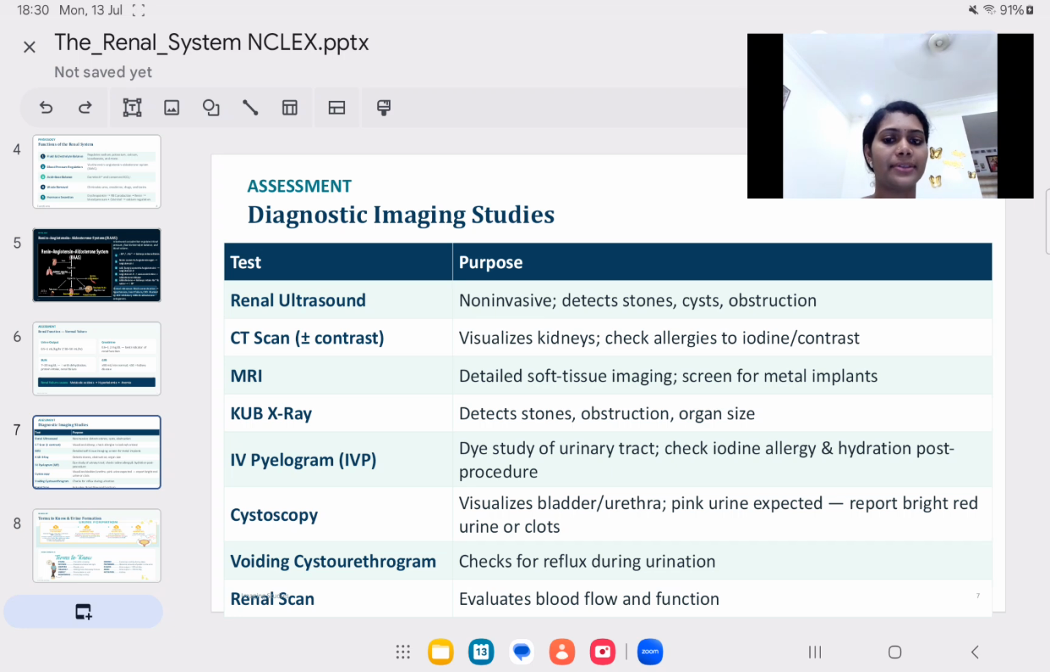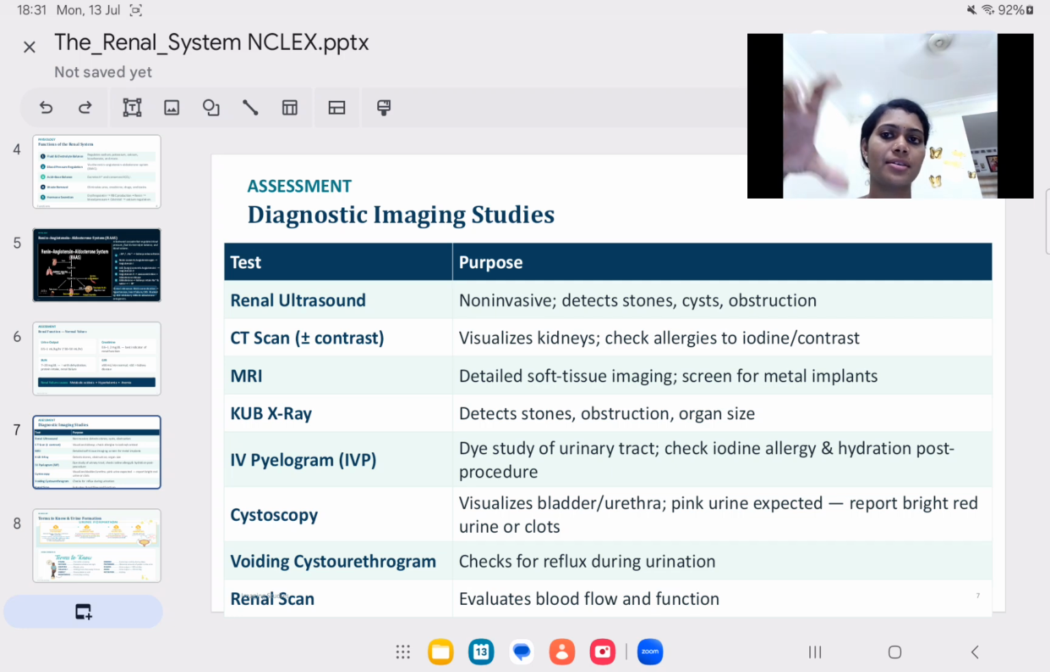If bright red urine or any clot is seen in the urine while urinating, we need to immediately inform the healthcare provider. There will be chances of getting questions like: after cystoscopy the patient is going home, and at the time of first urination the patient sees pink colored urine. So what is your assessment, or what will you educate the patient regarding that?